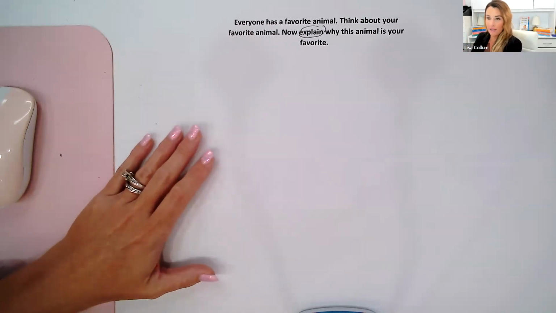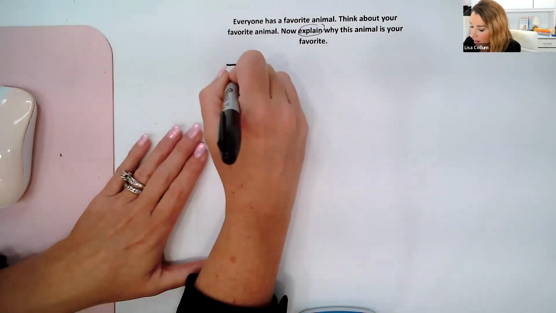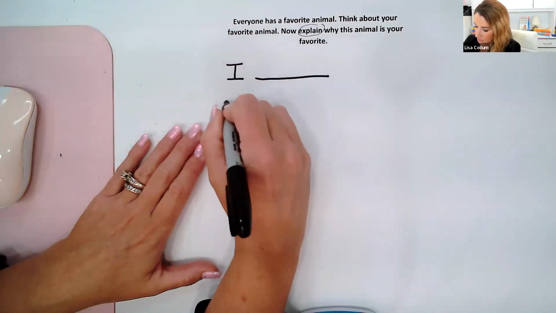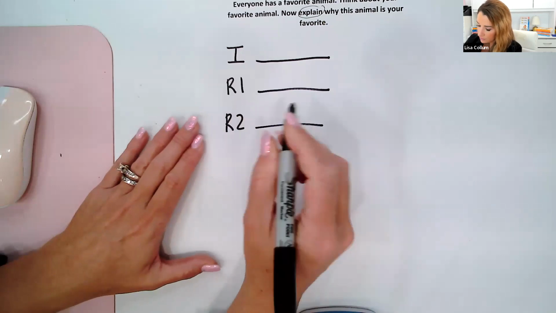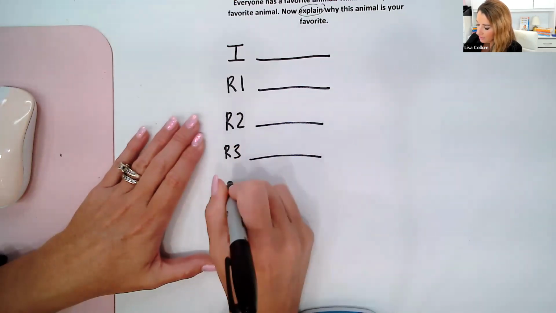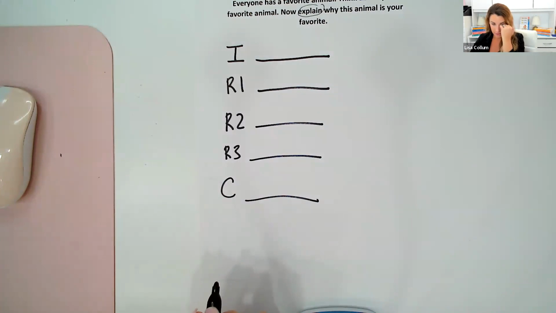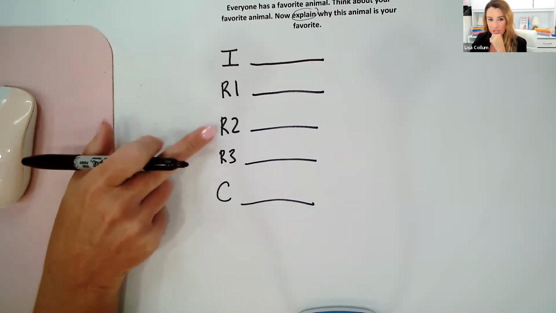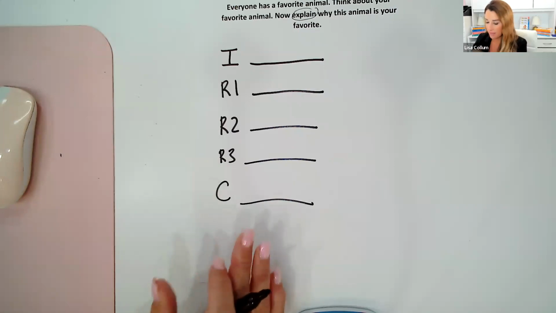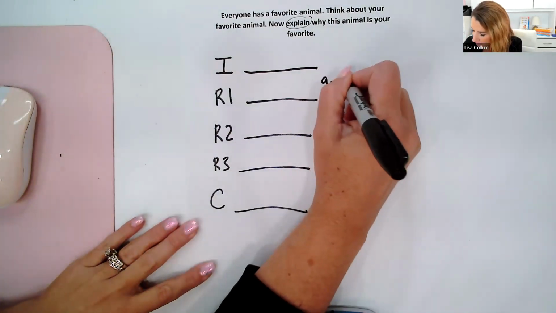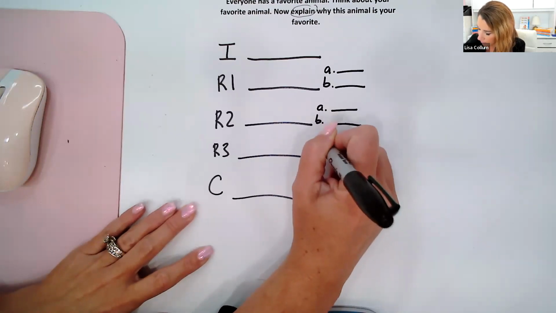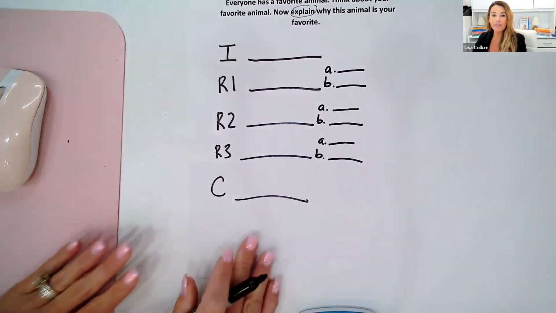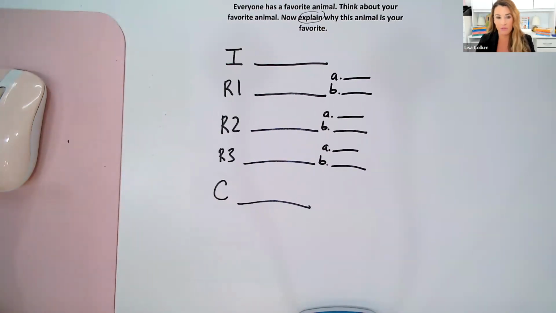You don't have to draw it yet. You're going to draw it in a few minutes, but let me show you. We have an I, R1, R2, R3, and a conclusion. Then for each of my R's, I'm going to put an A and a B, and you're going to see why in a few minutes. This is how you draw an IRC outline. Now, I'm going to give you a chance to draw it in a minute. I just want you to pay attention real quick on this part.